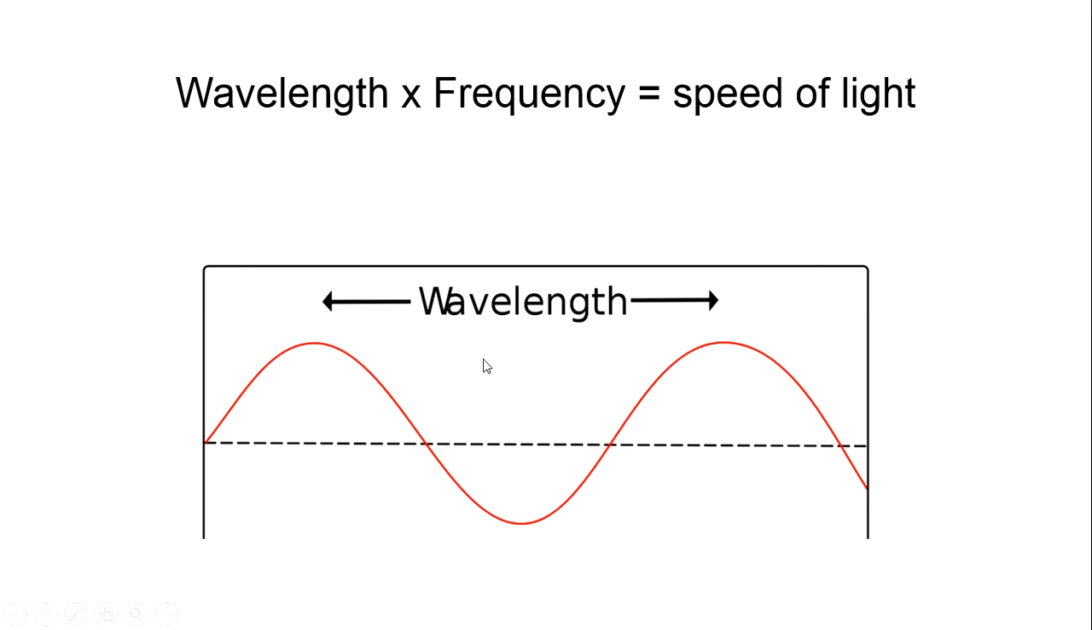Again, the wavelength is the distance between one peak and the next in a wave. That's one peak, that's the second peak. The distance between them is called the wavelength. So you can multiply the wavelength by its frequency, and you get the speed of the light.